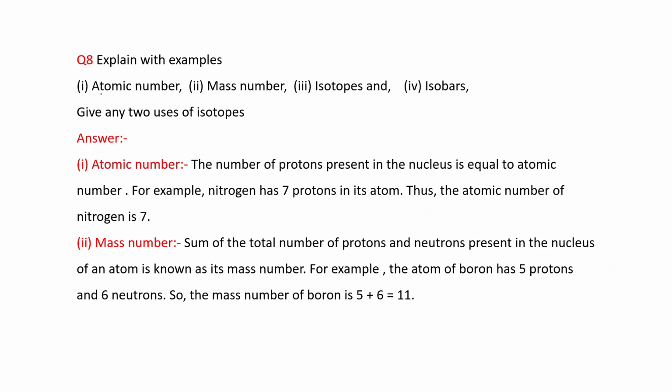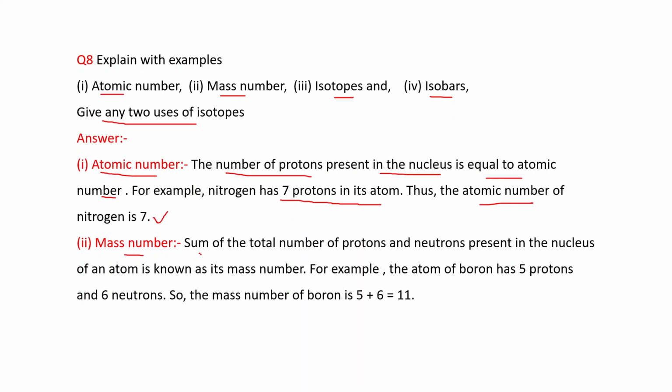Explain with examples atomic number, mass number, isotopes and isobars, and give any 2 usages of isotopes. First come to atomic number. The number of protons present in the nucleus is equal to the atomic number. For example, nitrogen has 7 protons in its atom. That's why the atomic number of nitrogen is 7.